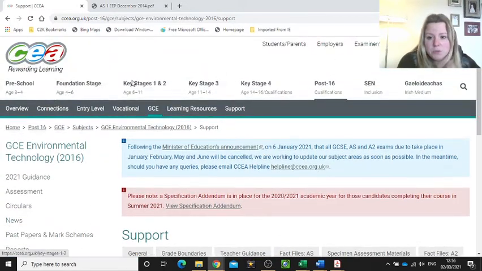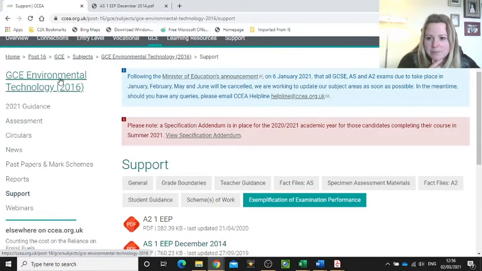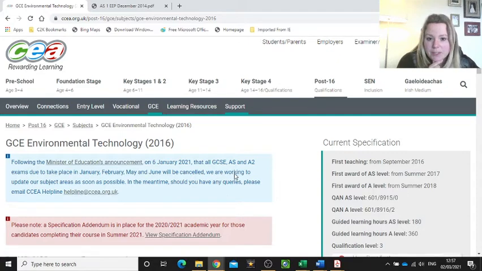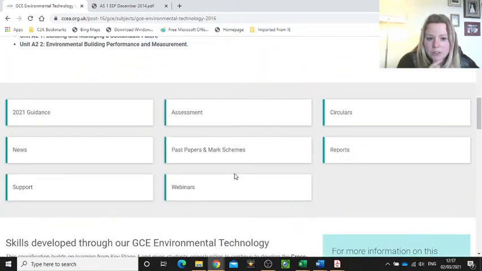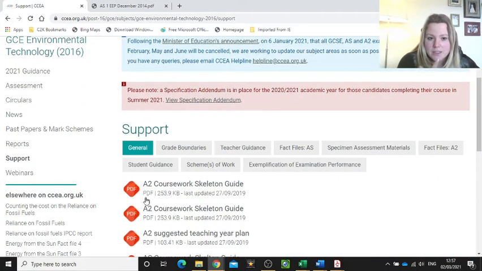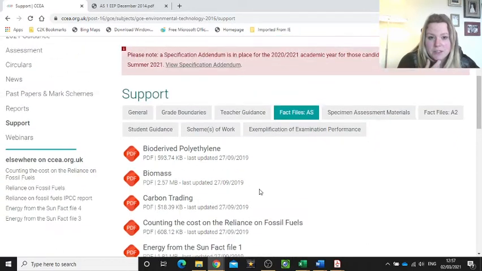Once you go on to the environmental technology section of SQA, I'm sure you all know how to get on there, but give me a shout if you don't. Hopefully it works out all right, because it's been playing up. It'll bring you here. Then if you scroll down and click where it says support, that'll bring you here. In this bit are those fact files that I have given you, and I think Mr. Massey has as well. All the fact files are in there if you want to look back over any of them.